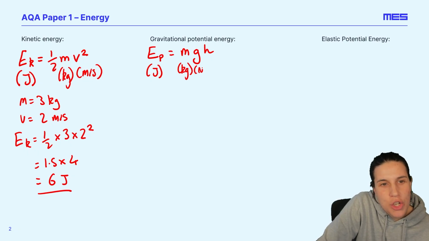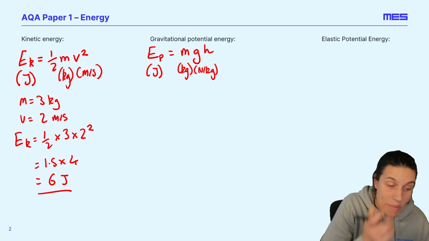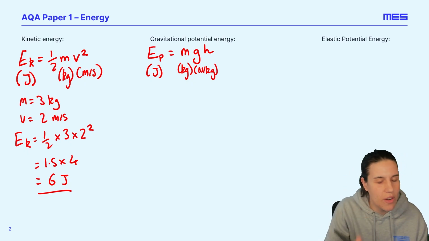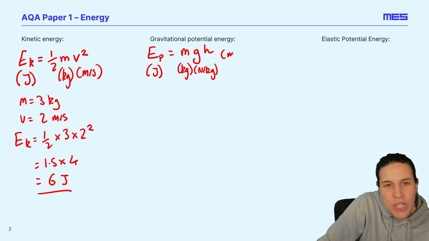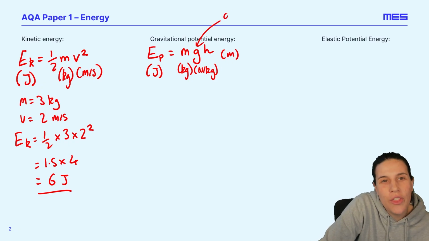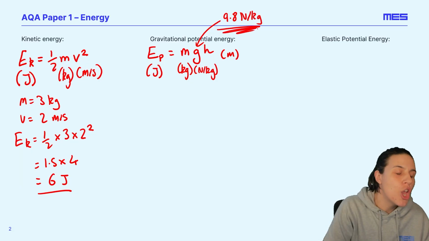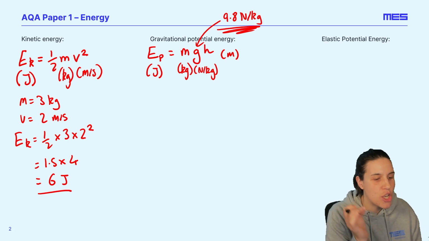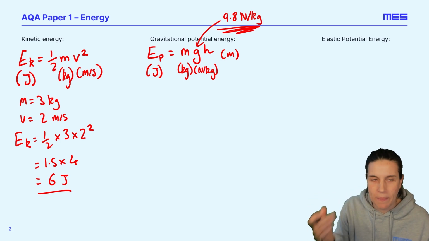Gravitational field strength is newtons per kilogram or meters per second squared, because it is an acceleration as well, but you can use whichever unit you want. I use newtons per kilogram. And height is measured in meters. Now, you need to know that g on Earth is 9.8 newtons per kilogram. You are expected to remember that in your exam and use it when it needs using, okay?